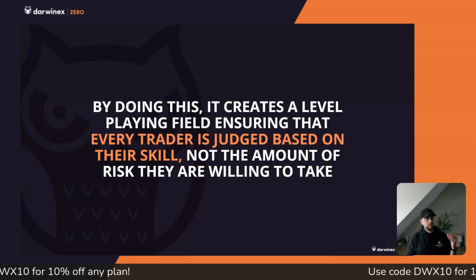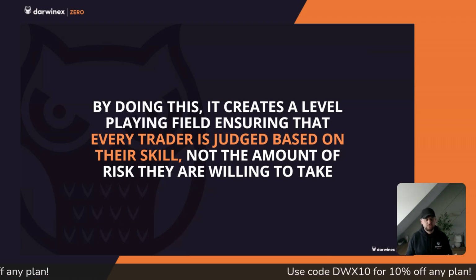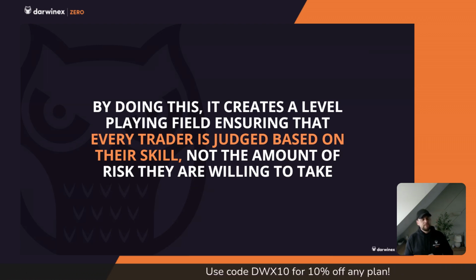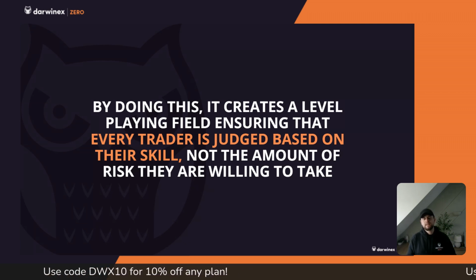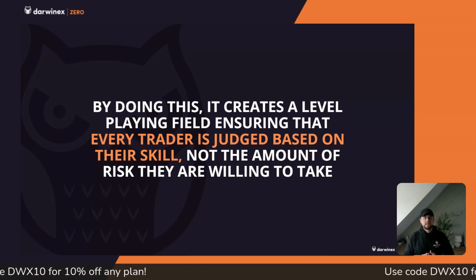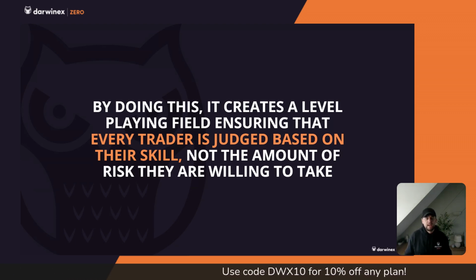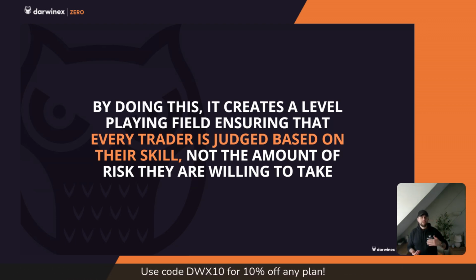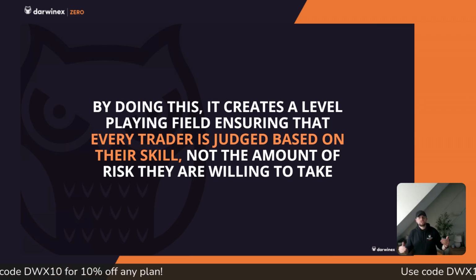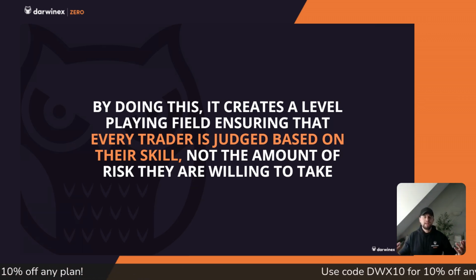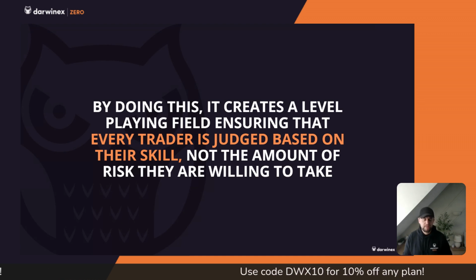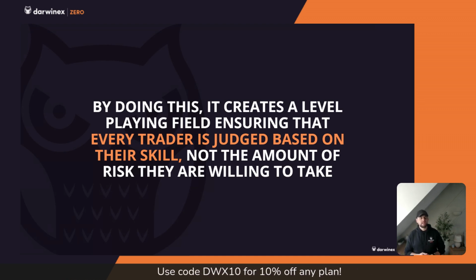Now, by risk adjusting every single trader, it creates a level playing field, ensuring that every trader is judged based on their skill and not the amount of risk that they're willing to take. The way I like to think about this is it's like we're lining up all of our traders for a race. And the only thing we're judging you on is your stamina and how far you can run, not the speed of how you get there, right? We're making sure everybody runs at the same speed and seeing who lasts for longer. That's kind of the example I like to think of.